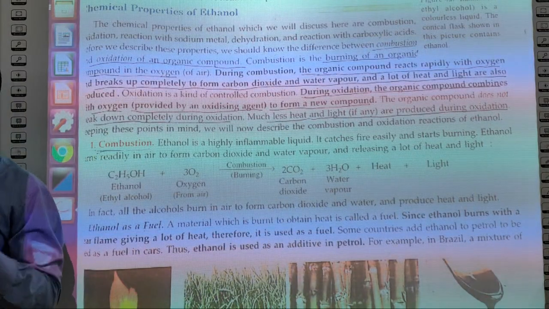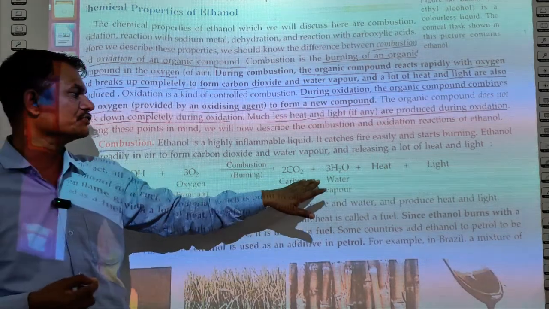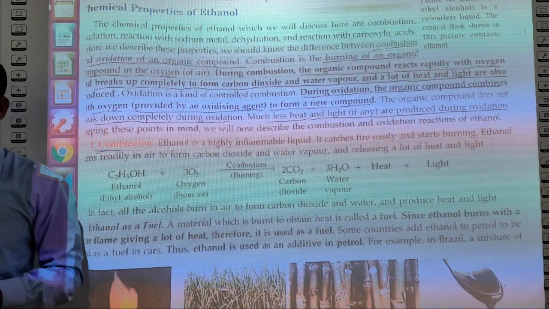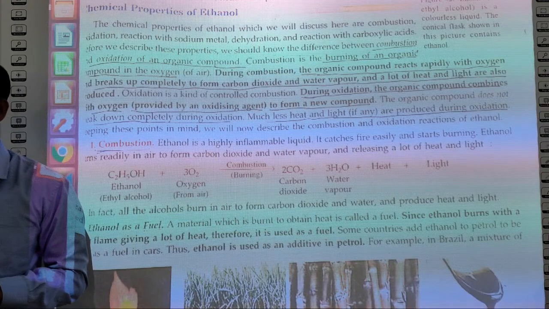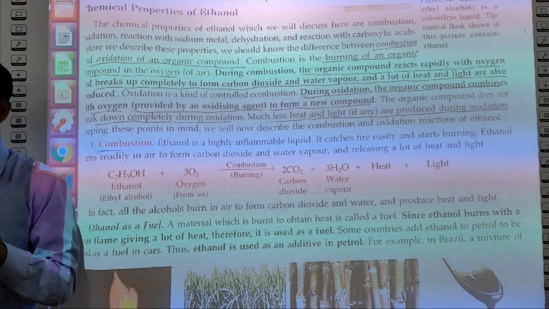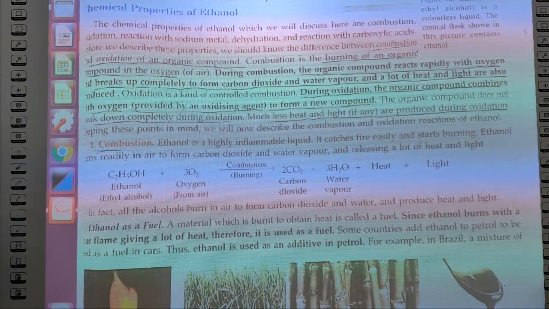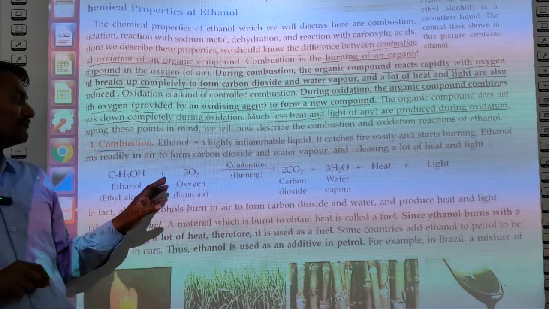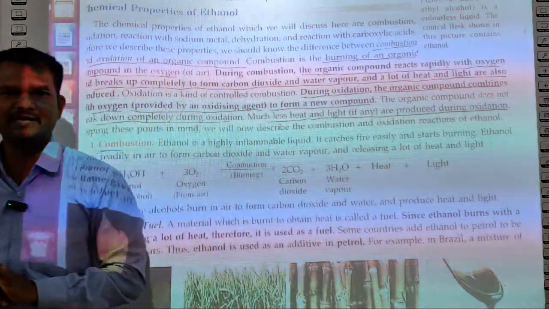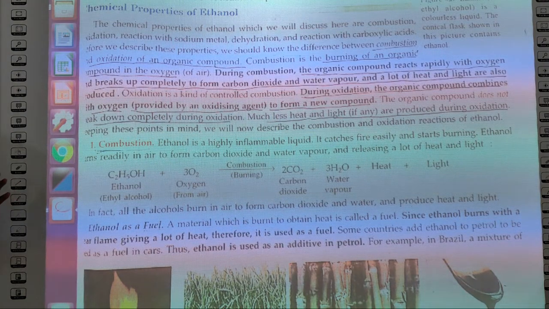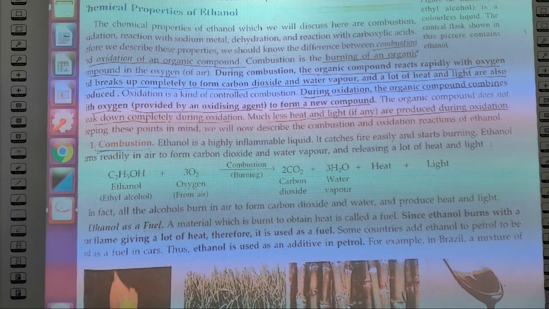But keep in mind, any hydrocarbon, if we burn it or treat it with oxygen, then we will get CO2, water and heat and light. Do you know which alkane is contained in LPG? Liquid petroleum gas, which we use in our house. That is propane. If we burn propane, we also get CO2, water in gaseous form, heat and light. CNG is also a type of carbon compound. Then methane, which is called marsh gas, is also used as a fuel in our house.